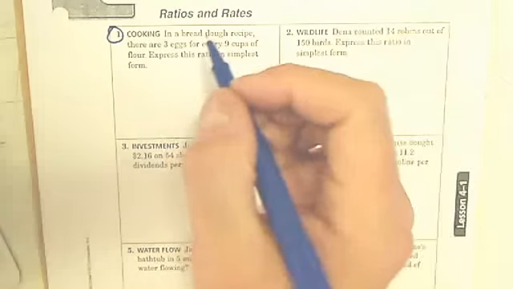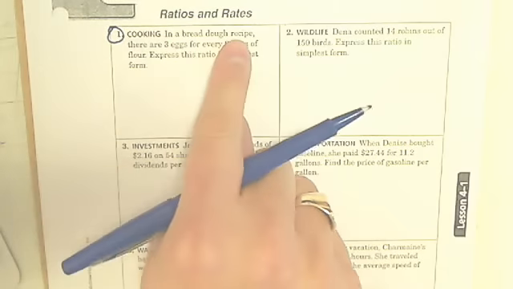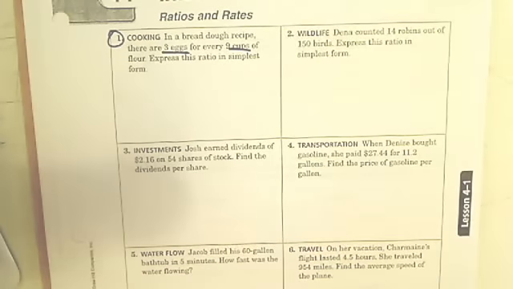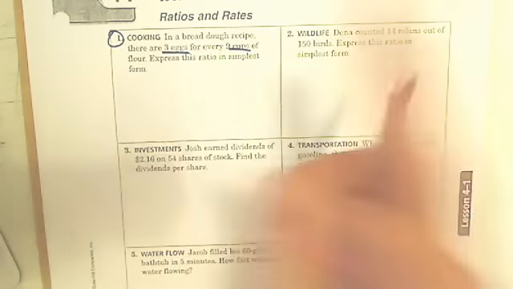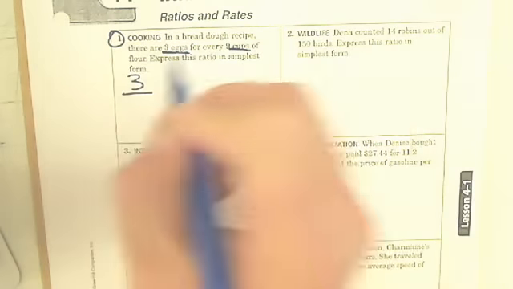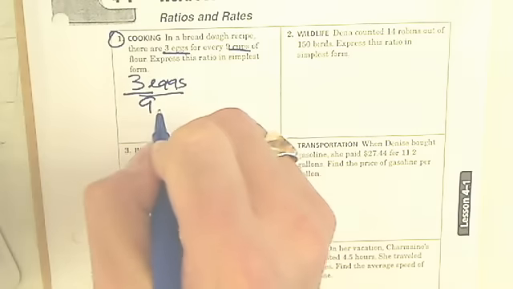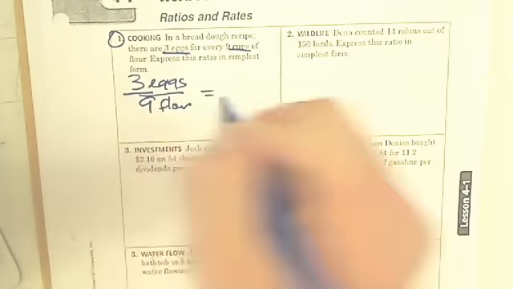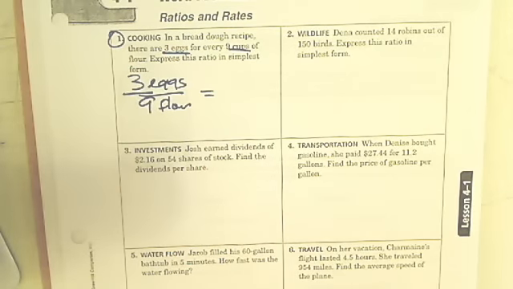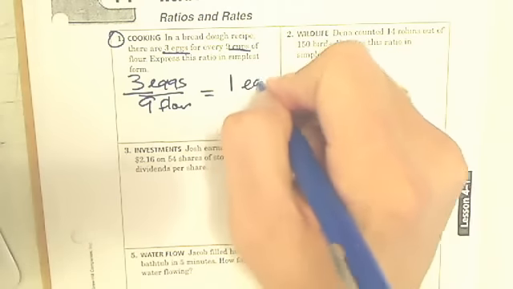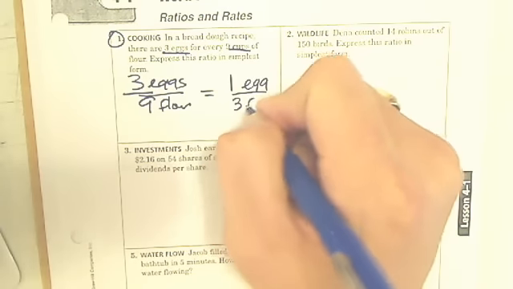That's all I do. Okay, number 1. In a bread dough recipe, there are 3 eggs for every 9 cups of flour. Write this in simplest form, meaning reduce the answer. Okay, reduce it down. 3/9 can be broken down. Reduce that fraction. 1/3. Okay. So when we reduce it, it's going to be 1 egg for every 3 cups of flour.